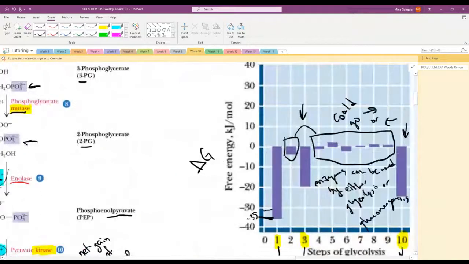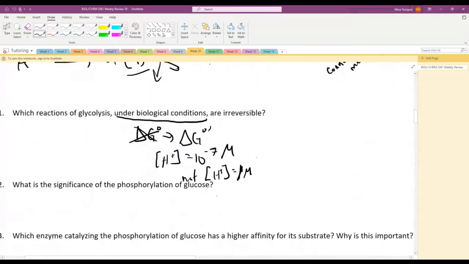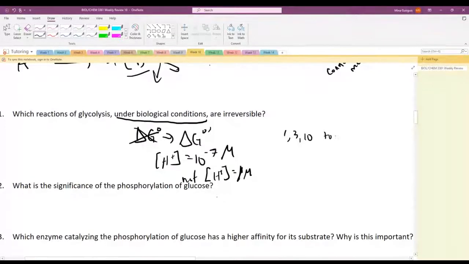Let's take a look. It's exactly what I just talked to you guys about. 1, 3, and 10 are too spontaneous to go in the reverse reaction. 1, 3, 10, too spontaneous to reverse. So we have to do something a little bit weirder for them, and don't worry, we'll get there.